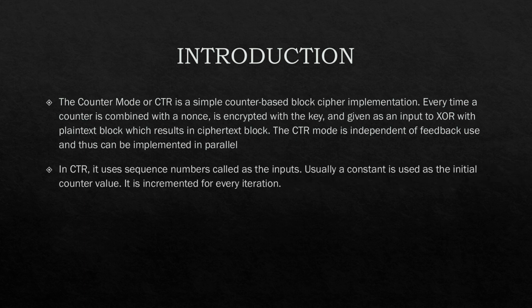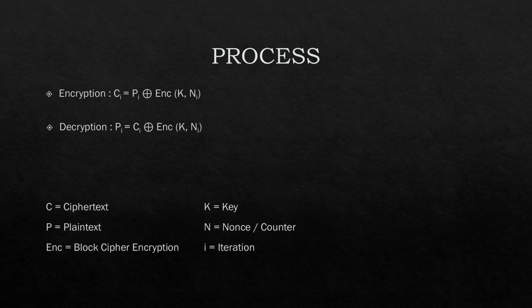Secondly, in CTR, it uses sequence numbers as the inputs. Usually a constant is used as the initial counter value. It is incremented for every iteration. Everything will be further explained later. The encryption and decryption process are as follows. For encryption, the block of cipher text is produced by encrypting the key and nonce and XOR with the plain text block. While for the decryption, the block of plain text is produced by encrypting the key and nonce and XOR with the cipher text block.